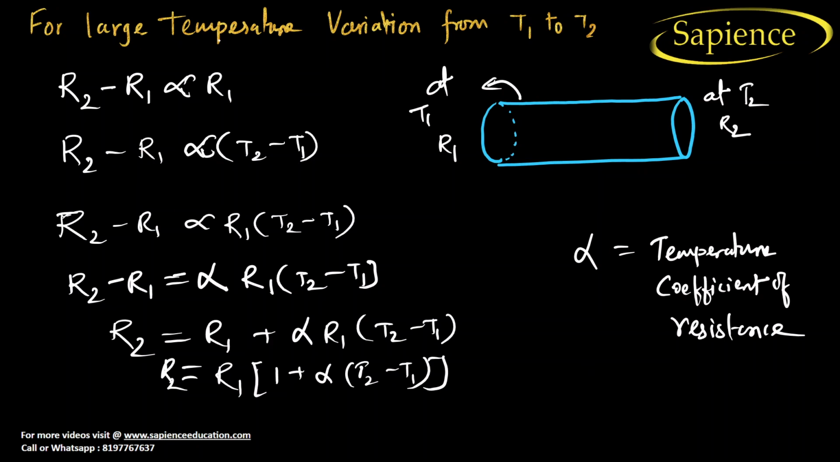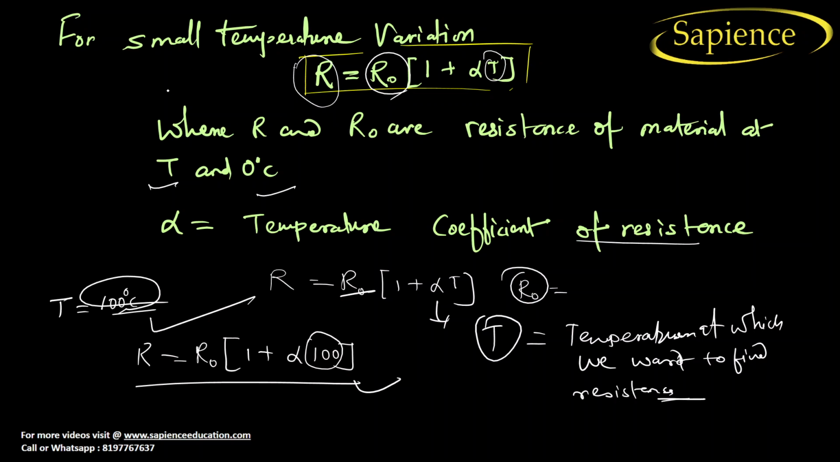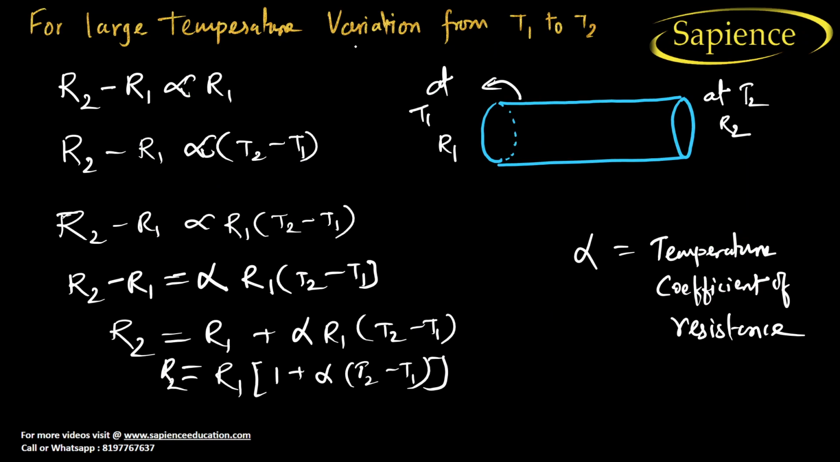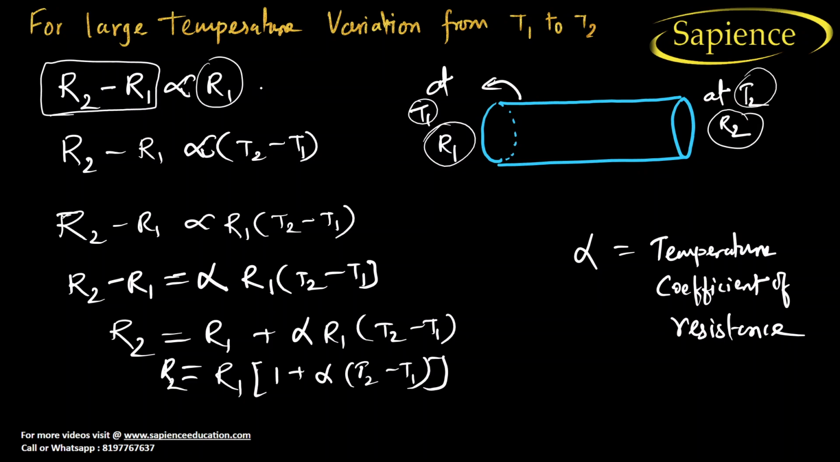Now see here, for a large temperature variation. Earlier we discussed that if a small temperature variation happens, then the resistance of the conductor becomes R is equal to R naught into 1 plus alpha T. But what about a large, huge temperature difference? Let us consider the initial temperature is T1 and the final temperature is T2, and the resistance at temperature T1 is R1 and the resistance at temperature T2 is R2. Now we know that R2 minus R1, the difference in resistance, is directly proportional to the amount of resistance it initially has, right? Also, if the temperature difference is large, the change in resistance will also be large. So it means that the change in temperature is directly proportional to the change in resistance, right?